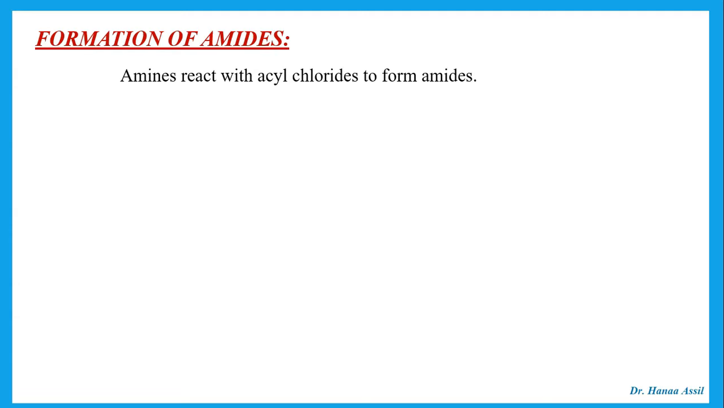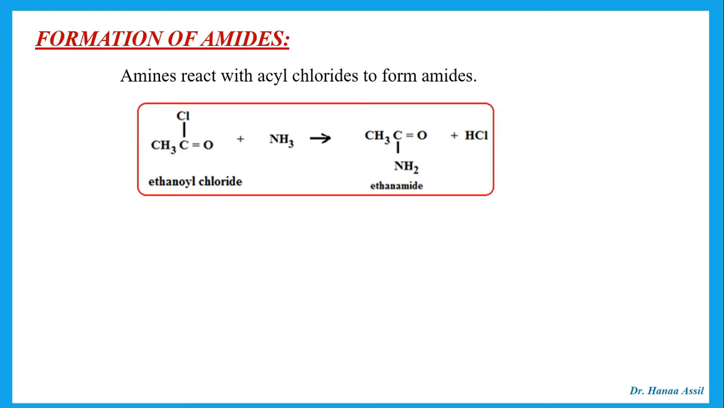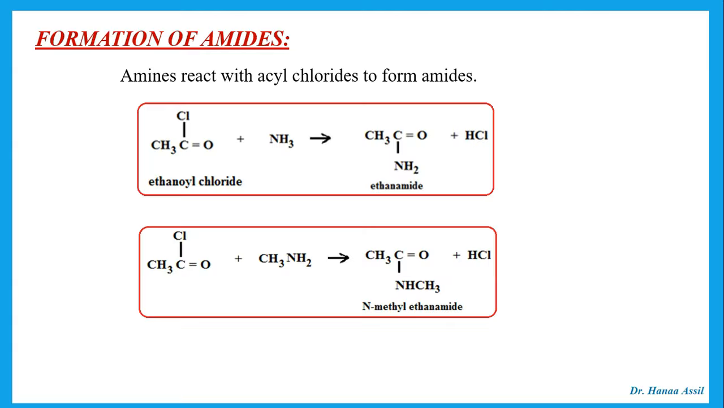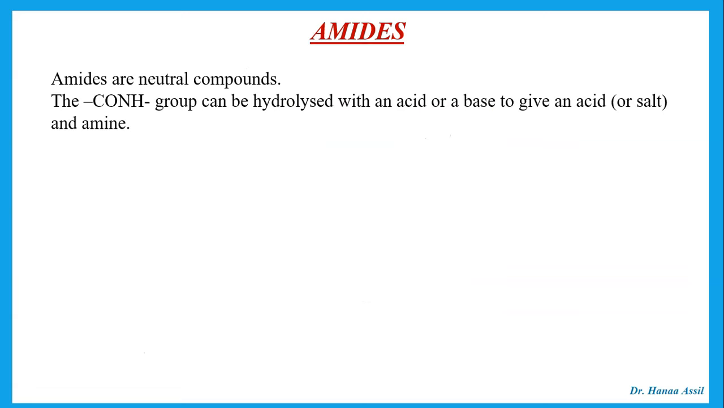We said, how do we make amides? Amides are made when amines react with acyl chloride. So we can start with something like ethanoyl chloride. In presence of ammonia, this will form ethanamide. So amides are formed from reaction of amines with acyl chlorides. We could also make as many different kinds as needed. The reaction here, remember, releases hydrogen chloride, which is observed as white fumes.